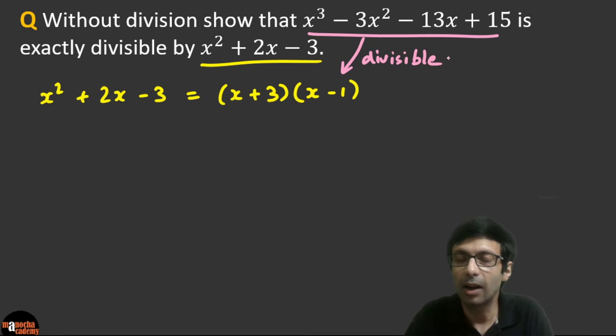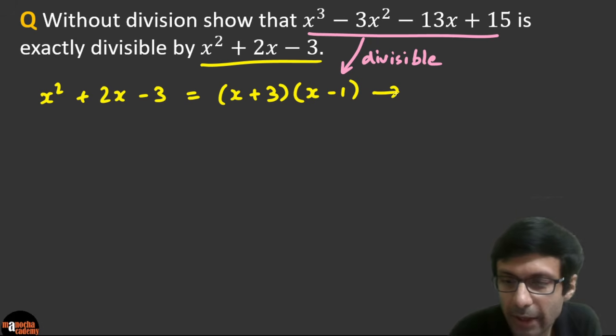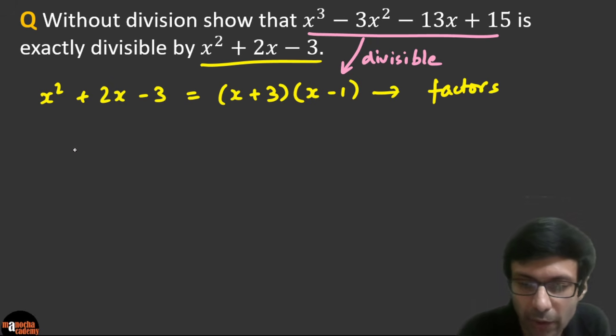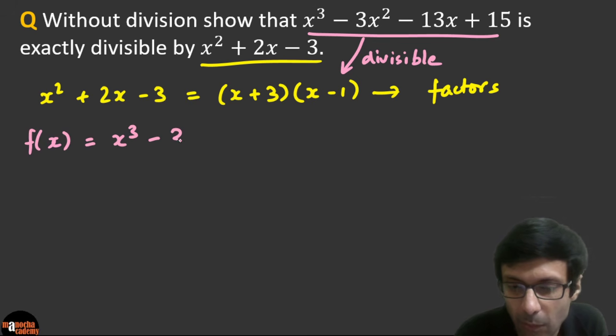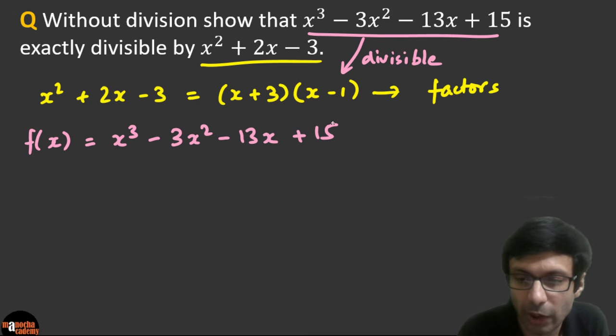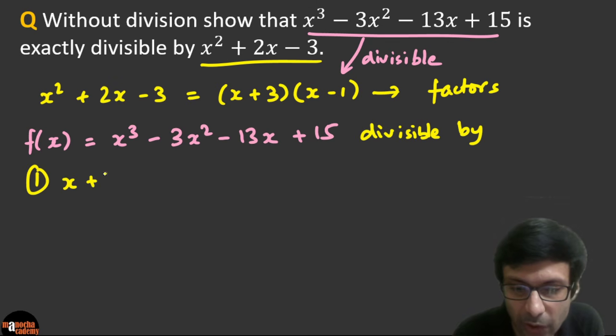And why are we doing it? Because this time our divisor is not a simple one, it's a polynomial of degree 2, a quadratic polynomial, right? So we are breaking it down into its factors. Now we are required to show that our polynomial f(x), which is x cubed minus 3x square minus 13x plus 15, is divisible by x plus 3 and also divisible by x minus 1.